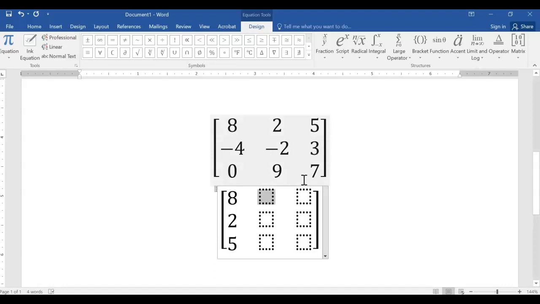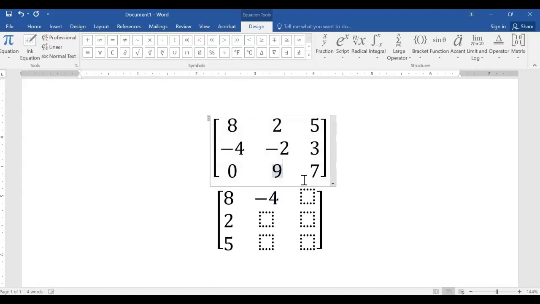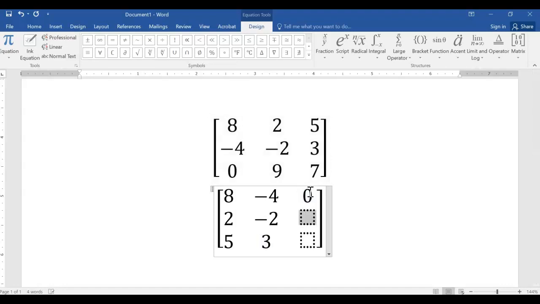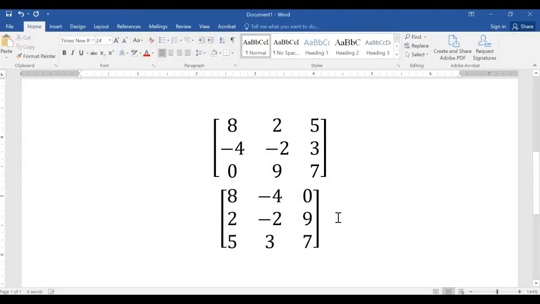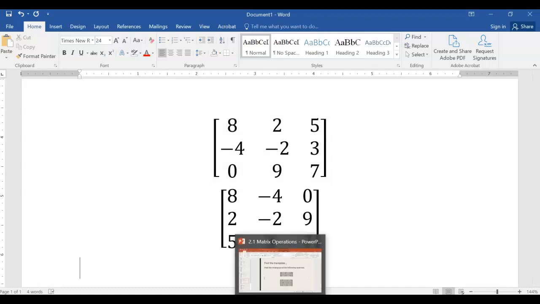-4, -2, 3 as my second row is going to be changed to -4, -2, 3 as my second column, and then 0, 9, 7. If I'm going to transpose, I'm going to go 0, 9, 7 in the last column. So this 8, -4, 0, et cetera, is the transpose of the matrix above it. Okay? So that's how we do transposes.